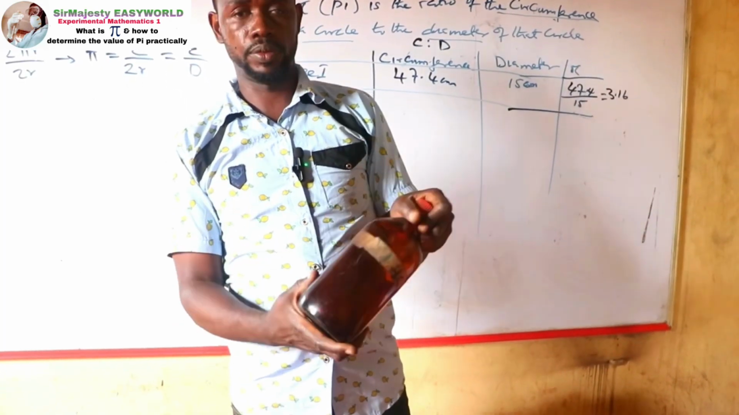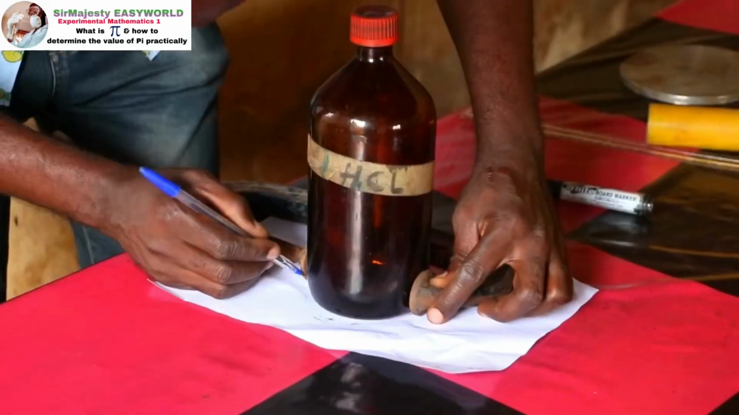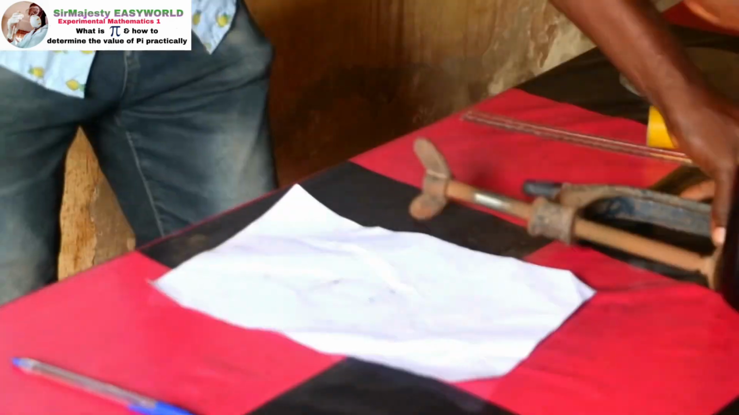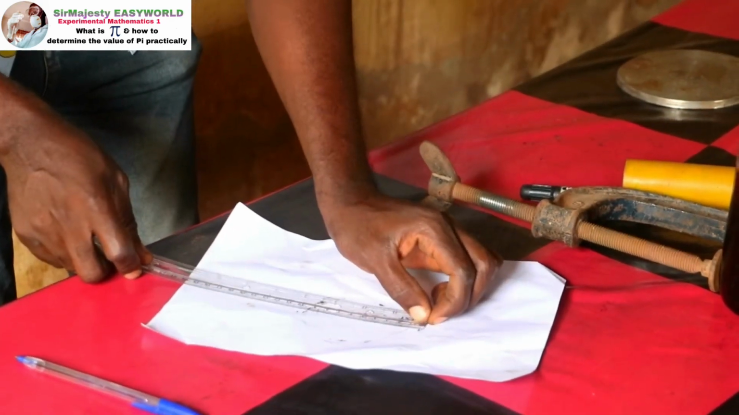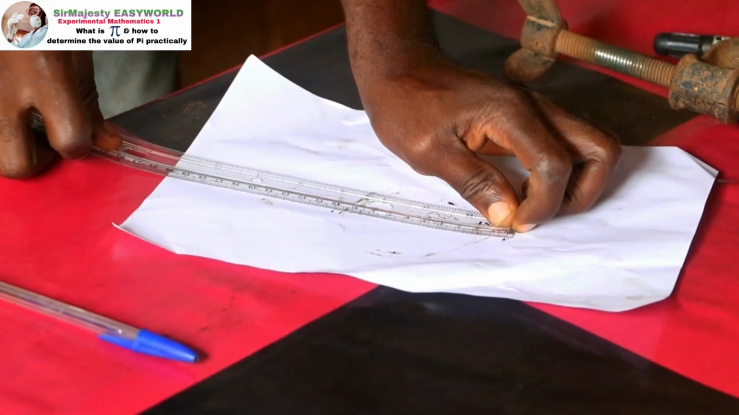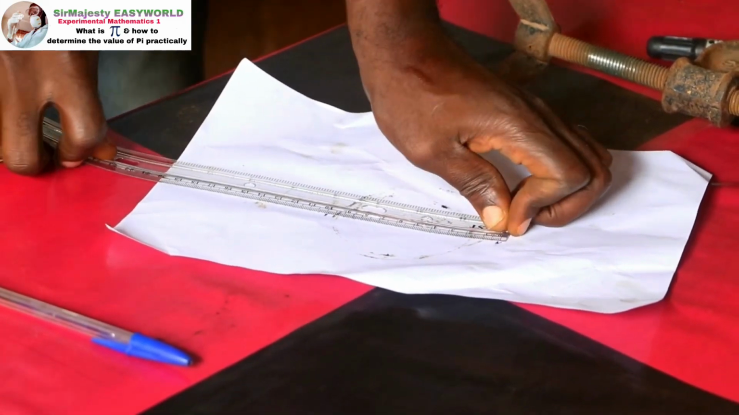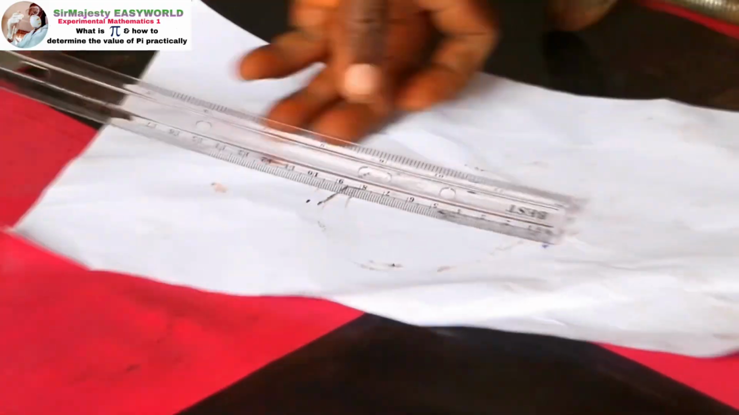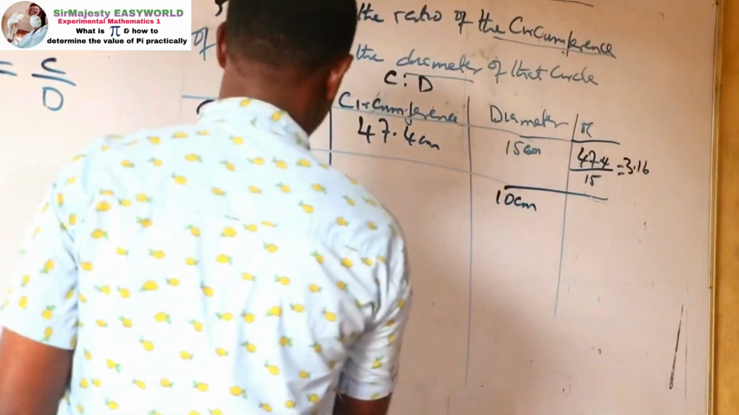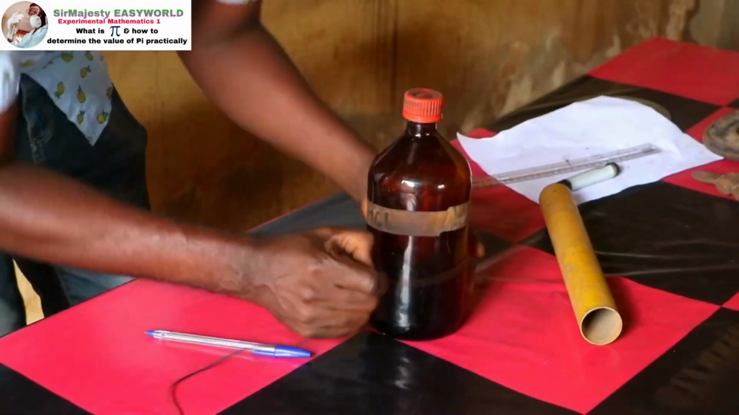Now, let's see this reagent bottle. I have to use the same procedure. I'm determining the diameter now. From my metal rule, this reads exactly 10 cm. That's the diameter of this reagent bottle. So I have to record it. Then come and take the perimeter.